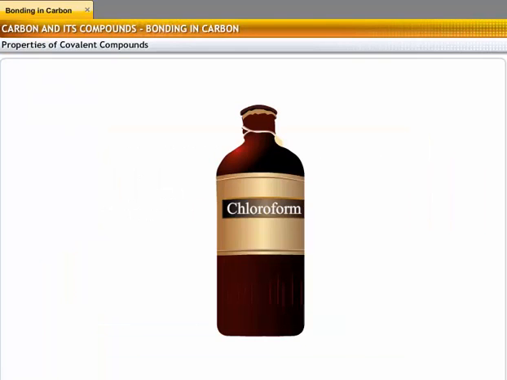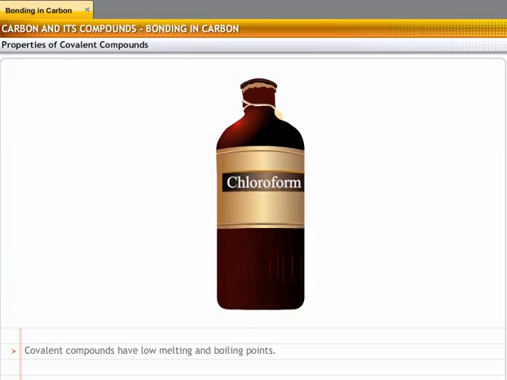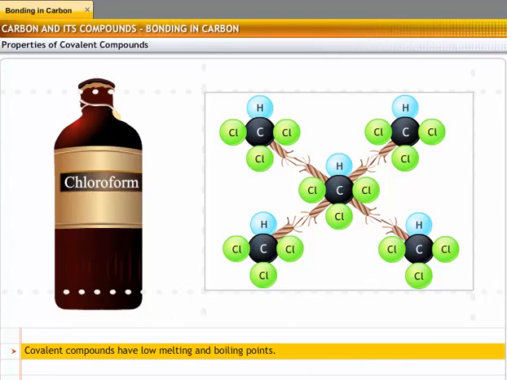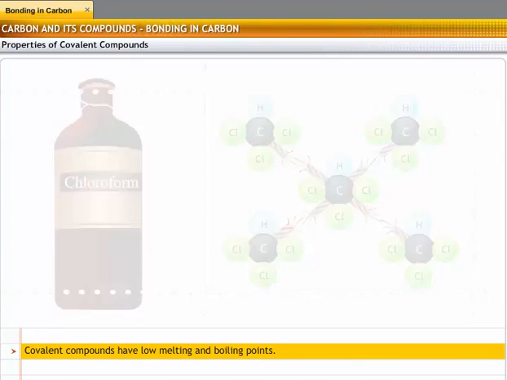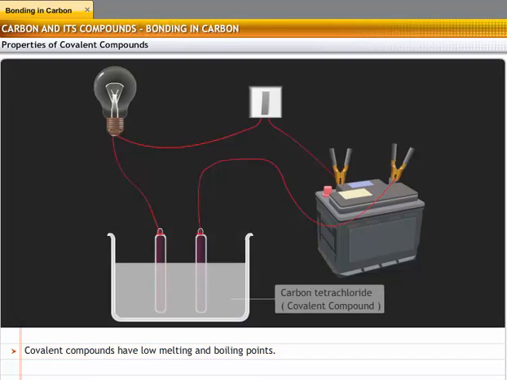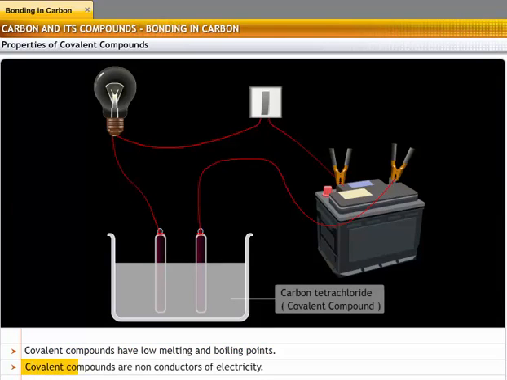Covalent compounds are identified by some distinguishing properties. Let's look into the properties of covalent compounds. Covalent compounds have low melting and boiling points. This is due to weak forces of attraction between the molecules. For example, chloroform has a boiling point of 60 degrees centigrade. When compared to ionic compounds, covalent compounds are non-conductors of electricity. This is due to the absence of free ions. The type of bonding in the carbon compounds does not give rise to any ions.